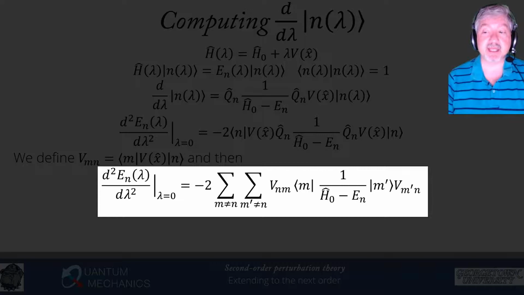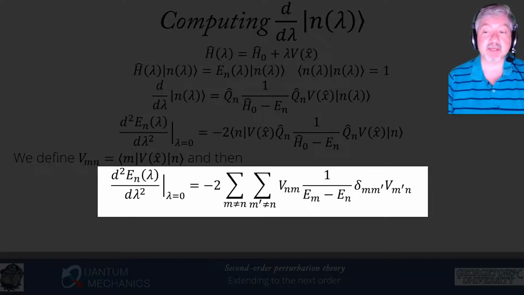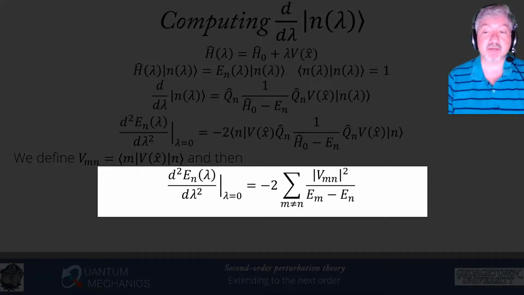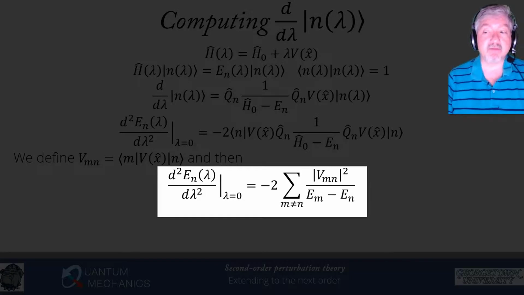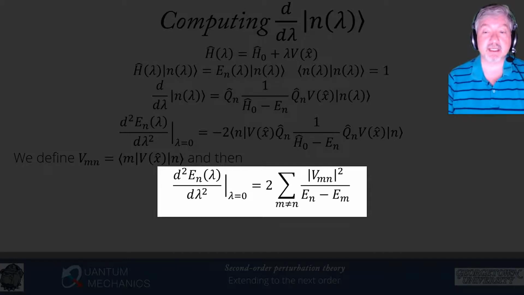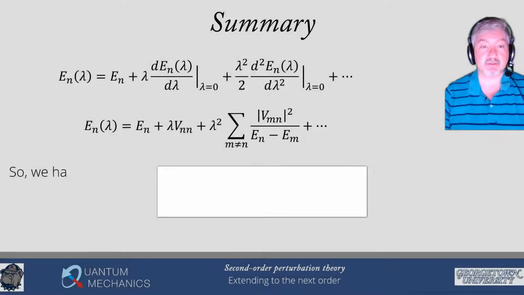It's going to be an Em minus En times a delta mm′, because the eigenstates are orthogonal to each other. I can use the delta function to get rid of the sum over m′, and we now have our nice compact formula for the second derivative: minus 2 the sum over m not equal to n, |Vmn|² divided by Em minus En. And I'm going to just change the sign by changing the sign in the denominator, making it En minus Em, and having a plus sign. So now I'm ready to substitute this into the Taylor series expansion.